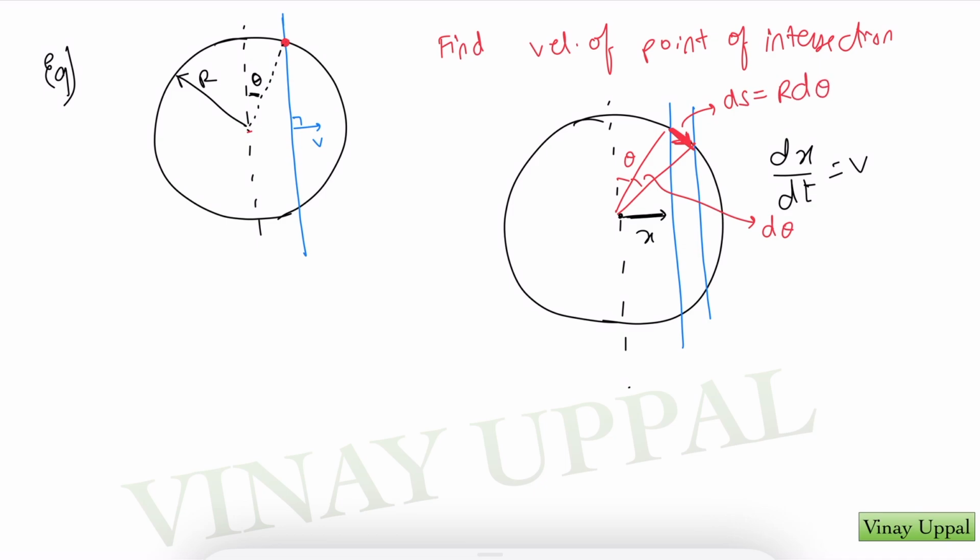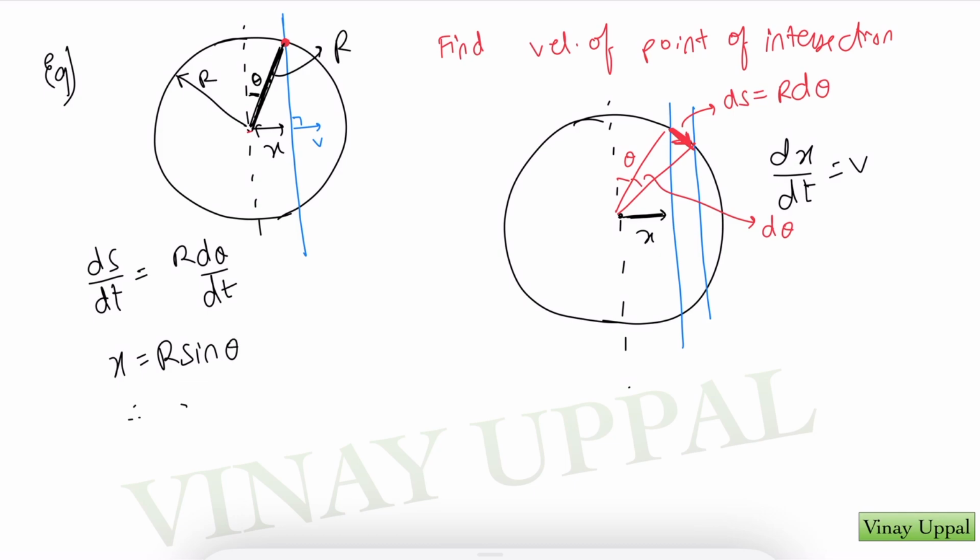So basically what do I want? I want the velocity of the point of intersection, so displacement by time dt. So I want basically r d theta by dt. This is what I want. Alright, do I have a relation between x and r? So this is x, this is r. So can I say x is r sine theta? And therefore dx by dt, which is v, would be r cos theta d theta by dt. I just differentiate the equation on both sides.